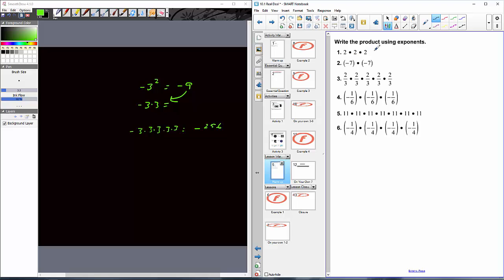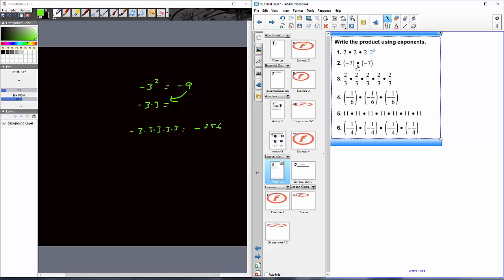These right here say write the product using exponents. So this would be 2 to the third. This is going to be negative 7 in parentheses to the second. This is 2/3 to the fifth. This is negative 1/6 in parentheses to the third. This is 11 to the seventh. And this is negative 1/4 in parentheses to the fourth.